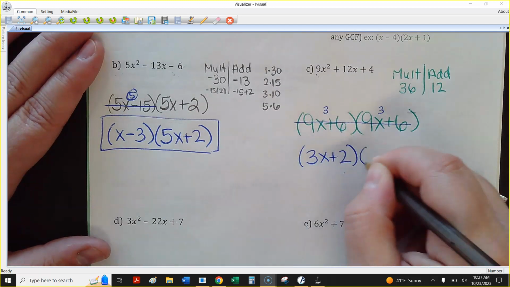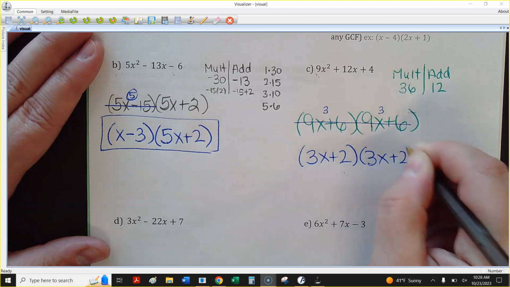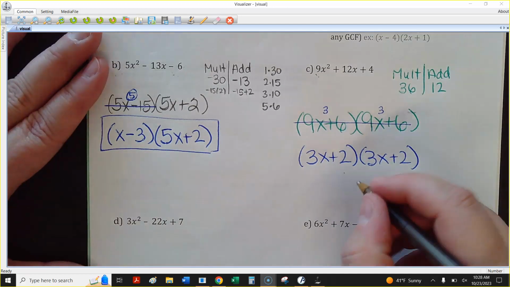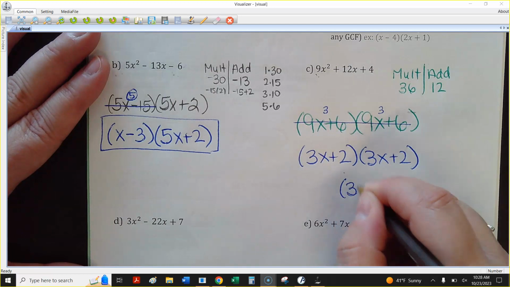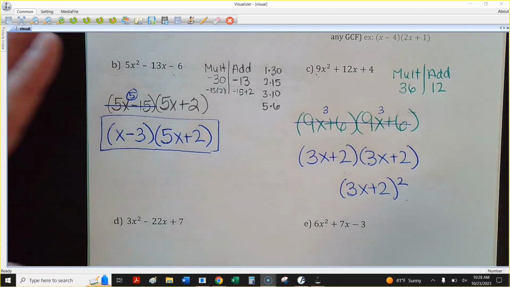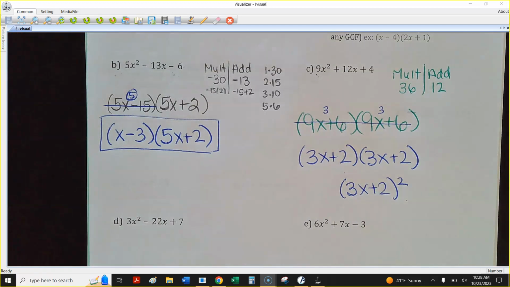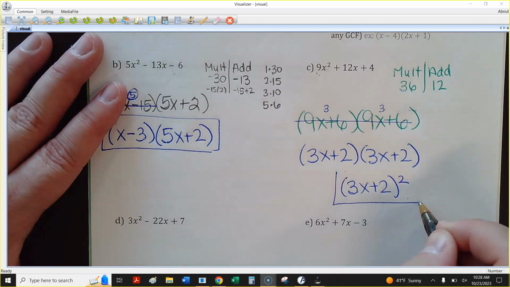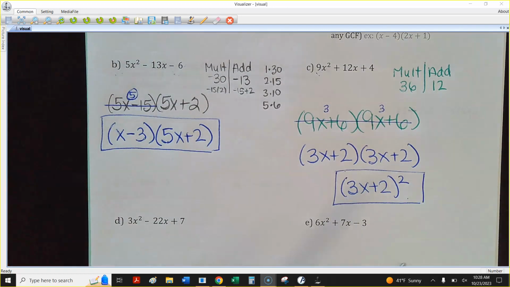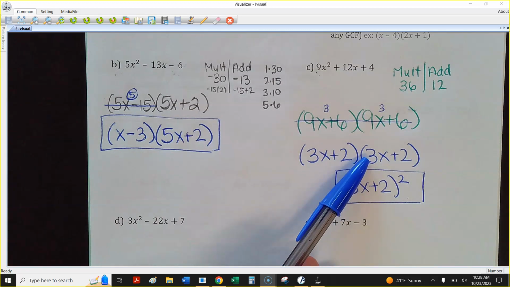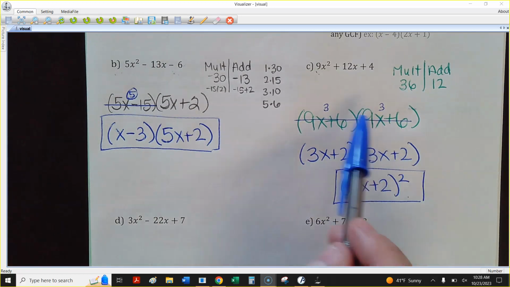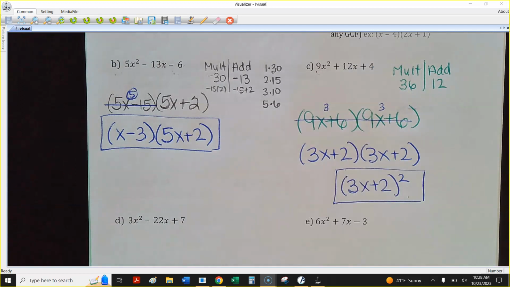Same thing, 3x plus 2. And because they are identical, if you want to write it as 3x plus 2 squared, you can squish them together if they're exactly the same, multiplying something by itself. But again, if you wanted to spot check, 3x times 3x would give me the 9x squared, and then 2 times 2 would give me the 4 on the end. If you want to completely FOIL, go for it, but hopefully that will be enough to just check.